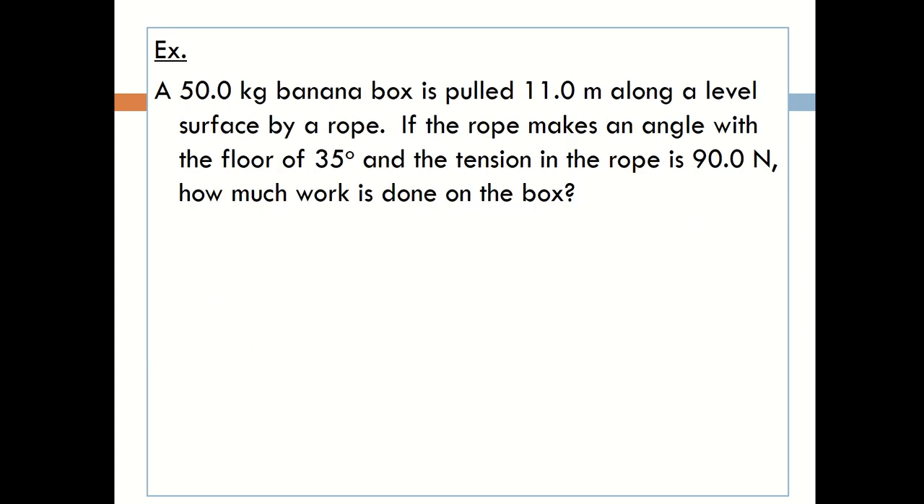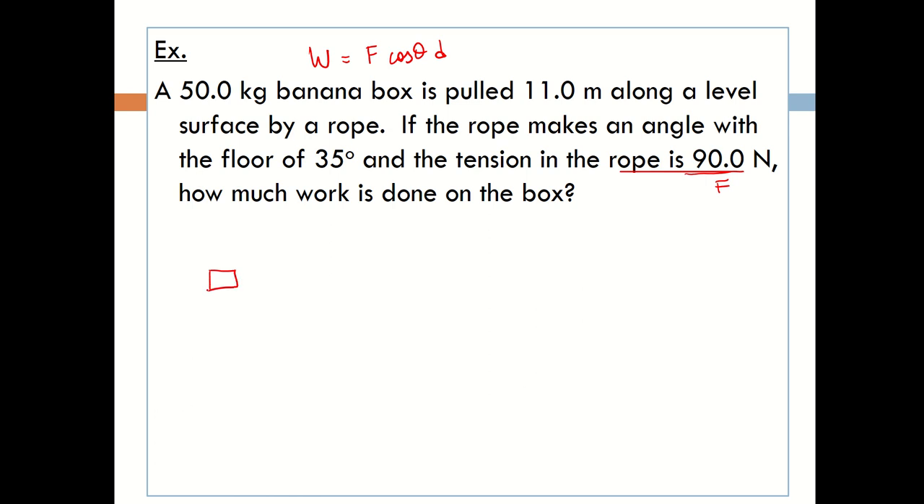Okay. Now this third example, we will use the work equal to F times cos theta times d. So again, these are scalars, they're not vectors. So we have a 50 kilogram banana box pulled 11 meters along a level surface by a rope. If the rope makes an angle with the floor of 35 degrees, and the tension of the rope is 90 newtons, how much work is done on the box? So this is going to be our force applied, okay? And again, this is not parallel to the ground anymore. This is going to be at an angle of 35 degrees.